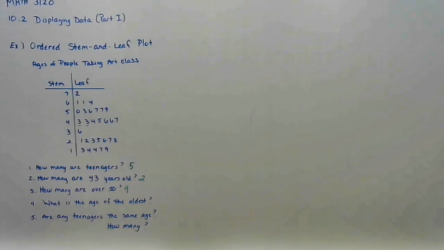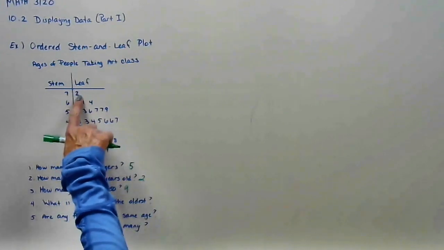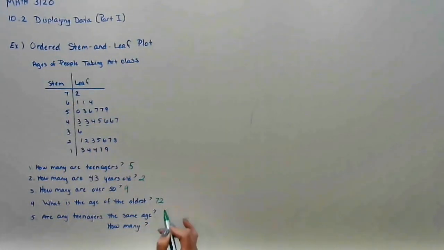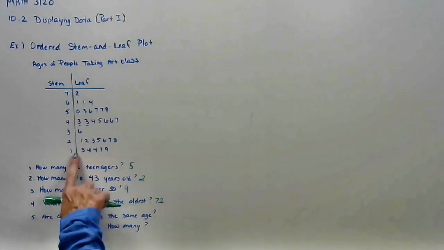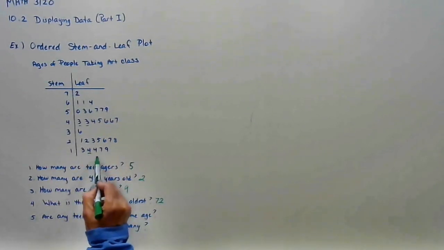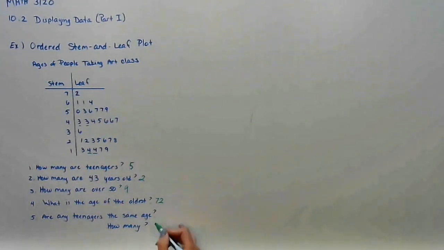What's the age of the oldest person in the art class? Oldest person would be 72 years old. Are any teenagers the same age? Teenagers consist of 13, I have a 14-year-old, and I have another 14-year-old. So yes, we do have 2 which are 14 years old. Okay, so that's how a stem and leaf plot works. All right.